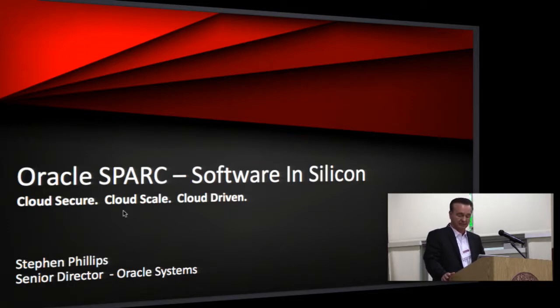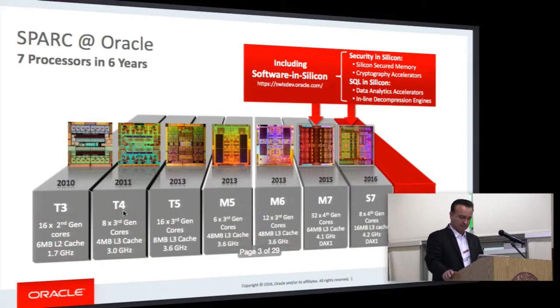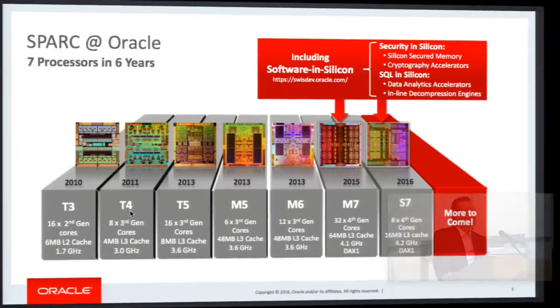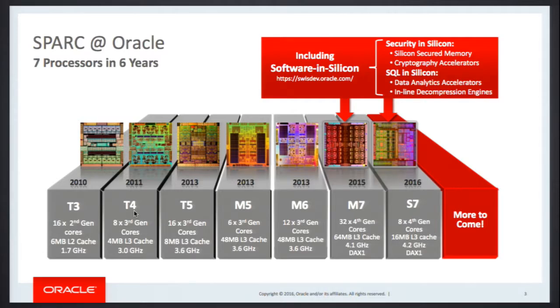and software together. So if you're familiar with Spark processors, we've introduced a number of processors over the years. Currently, we're shipping 2 processors, M7 and S7. They execute the Spark ISA, and what we introduced with them was software and silicon in the areas of security and in the areas of SQL acceleration for our database.